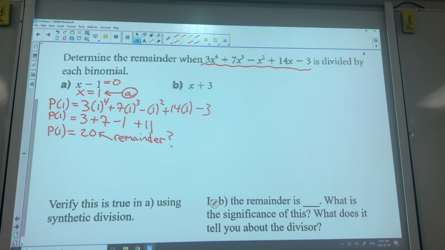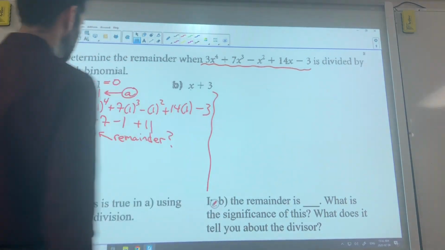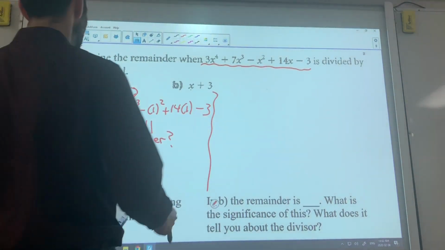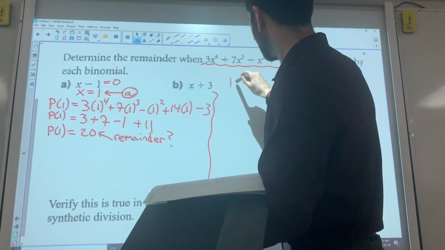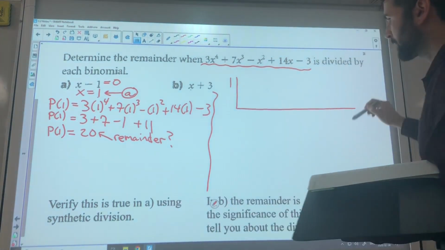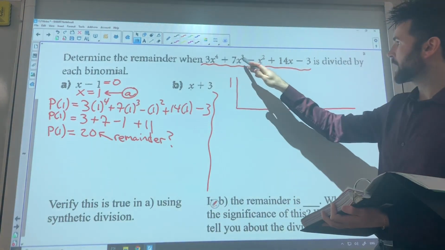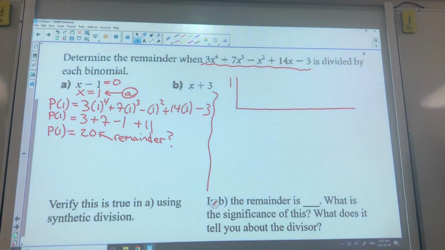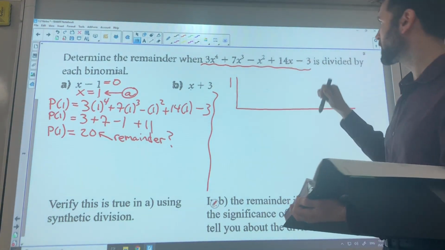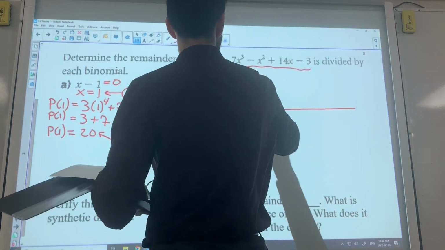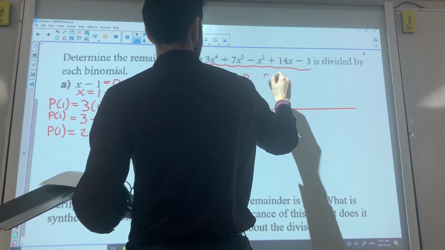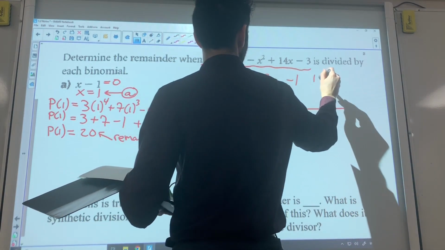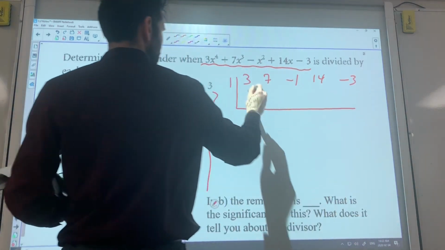Let's check. So it says verify this is true in A by using synthetic division. So let's go do it. Let's do the synthetic division. So my a term is 1. So I'm going to go 1. Are we missing any powers? No, so we go 4, 3, 2, 1, and we got a constant term. So pop in the coefficients. So 3, 7, negative 1, 14, negative 3. And then start doing your thing.